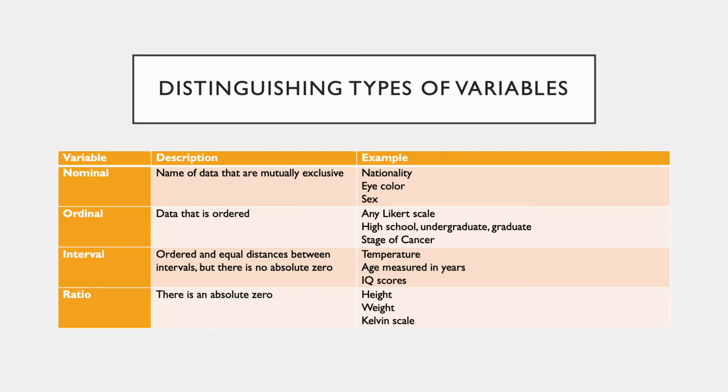Interval, it is ordered and of equal distance between intervals, but there's no absolute zero. So a good example of that is IQ test, age measured in years, temperature when we're measuring it in patients. And then ratio, there is an absolute zero. So height, weight, and measuring temperature on the Kelvin scale, there is an absolute zero.